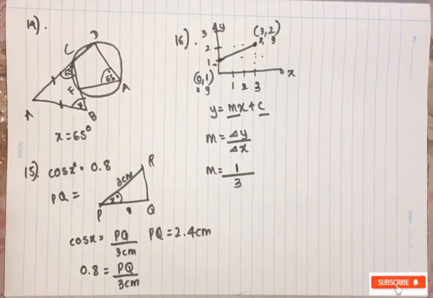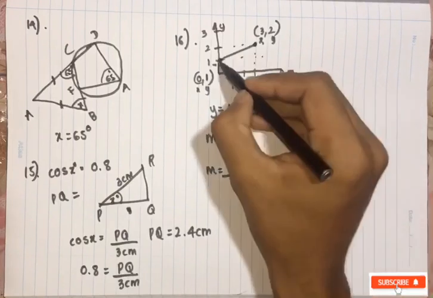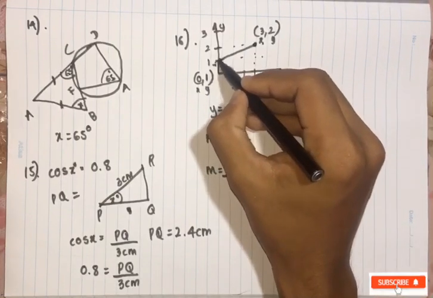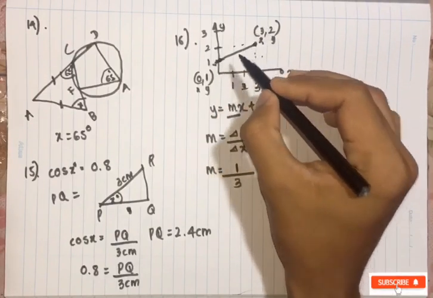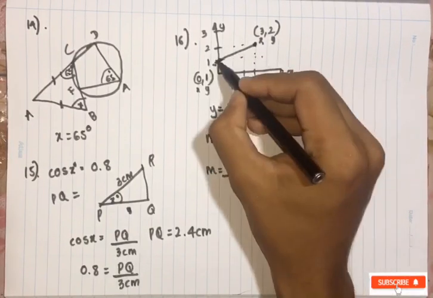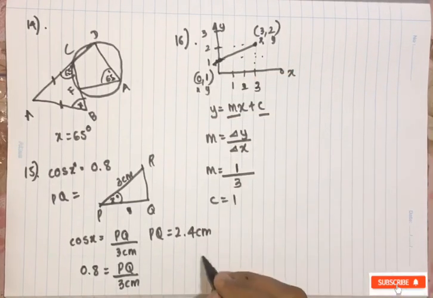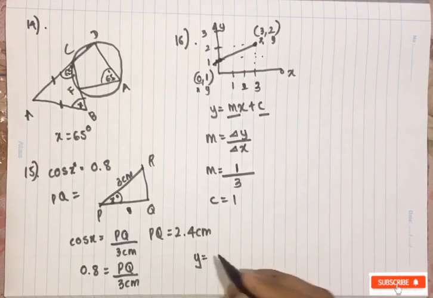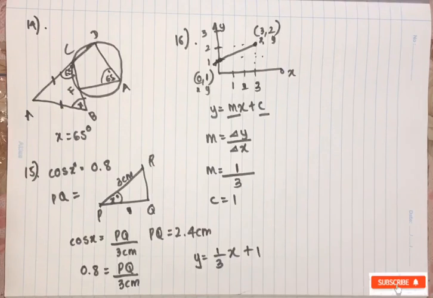Now, how do you find the intercept? That is easy. The intercept is the point where the graph cuts the y-axis. Therefore, here you have 1. 1 is the intercept. Therefore, the final equation is y is equal to 1 over 3 x plus 1.